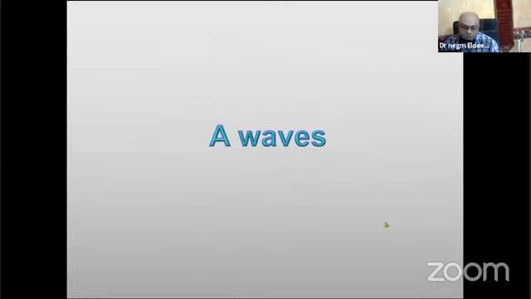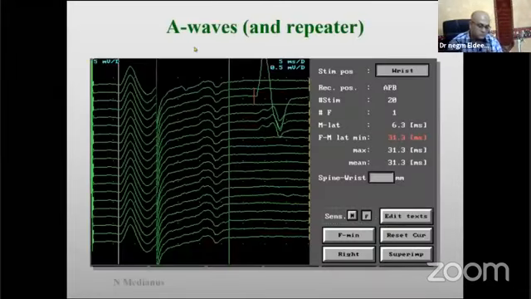Now we go over to something completely different, namely A waves that we see now and then, particularly in tibial nerve. It's nearly normal to see it. We see that in 10 or 20%, and in the other nerves, much less common.